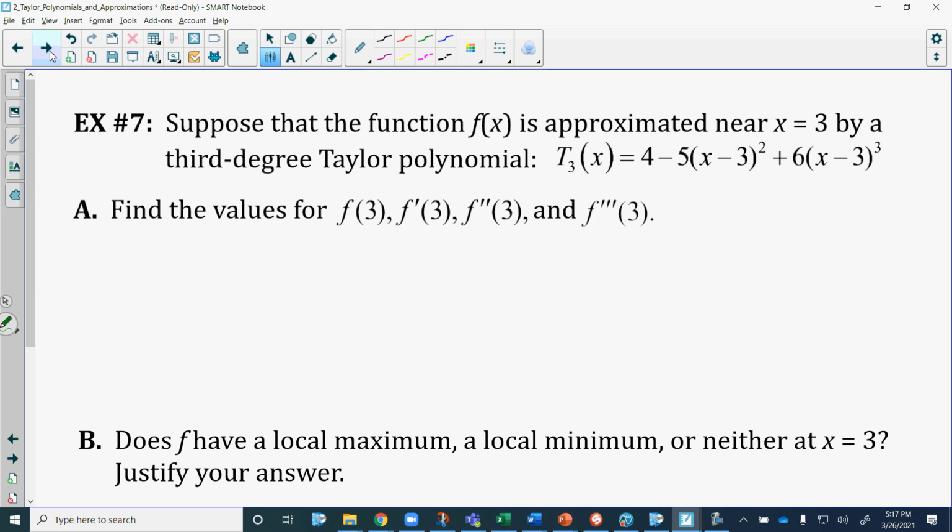So here's our last example of things that we're going to be looking at. Suppose that the function f of x is approximated near x equals 3. So they're giving us something besides 0 as a center. They're giving us 3 as a center.